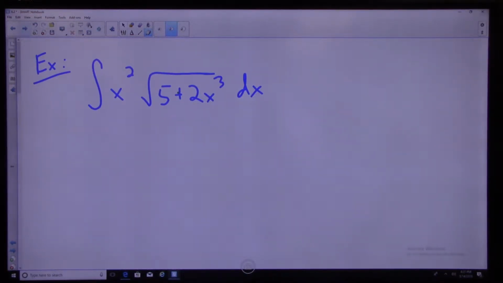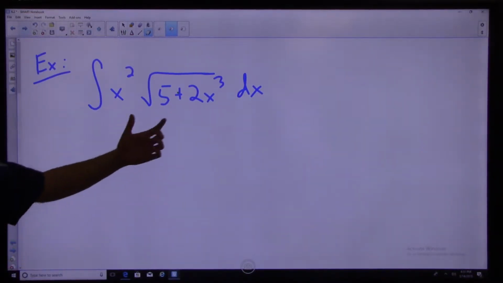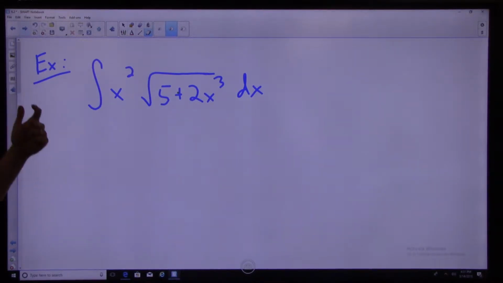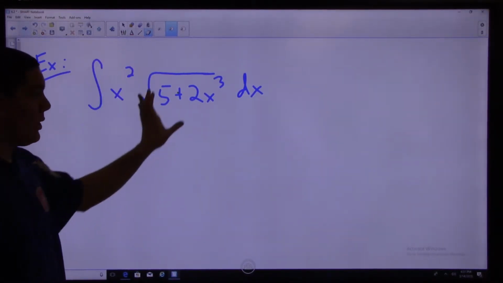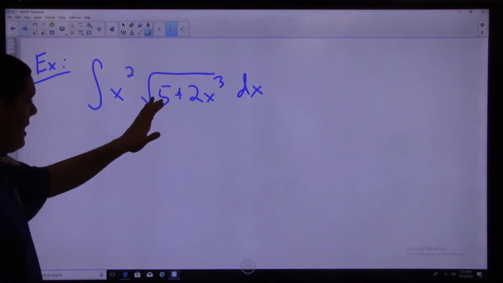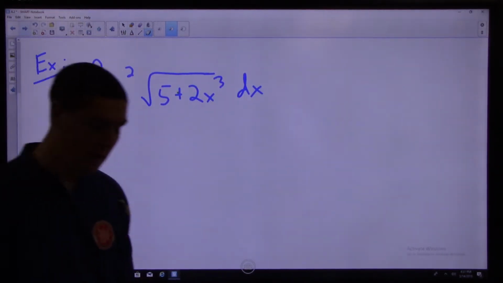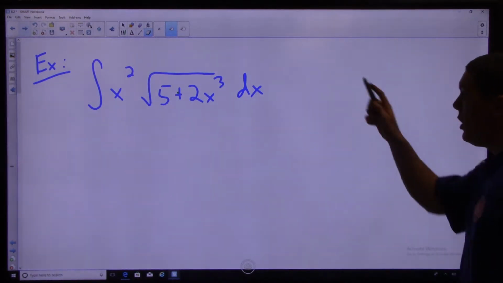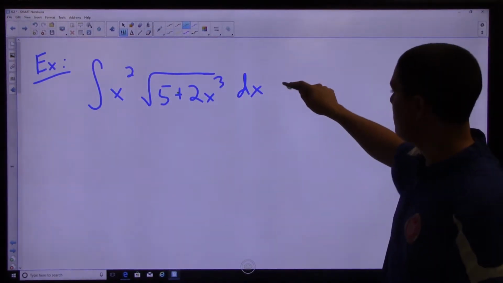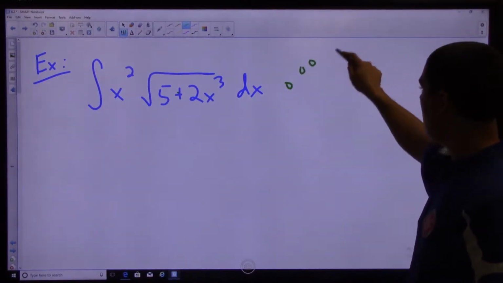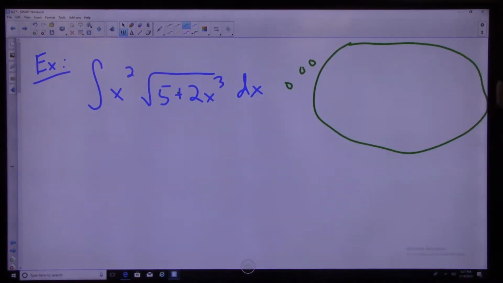So here we go. Every time you do a substitution, this one is going to be a substitution problem because it looks like we've got a composition of 2 functions here. Actually, we've got a composition of multiple functions. We've got x squared here, we've got the square root of something, and we've got 5 plus 2x cubed. So what you need to think, and I'm going to put little thought bubbles here, this is what you should be thinking. I'm going to make my bubble kind of big.